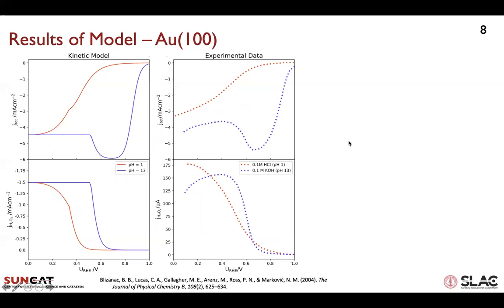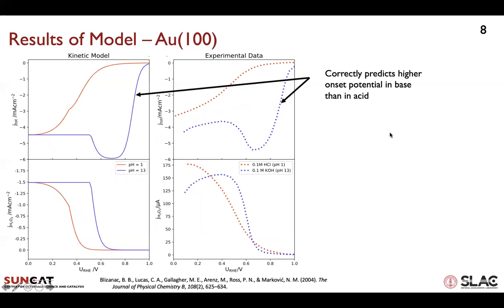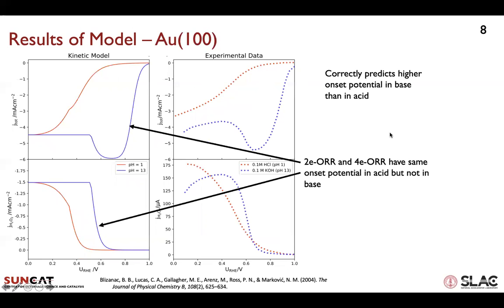Finally, on gold 100, we show that our kinetic model, which includes the effective field, once again correctly predicts a higher onset potential in base than in acid. We also predict, as shown in this strange experimental phenomenon that happens on gold 100, that 2-electron ORR and 4-electron ORR have the same onset potential in acid, but not in base. As you see here, these two red lines are the same, whereas this blue line is much more active than this 2-electron blue line.